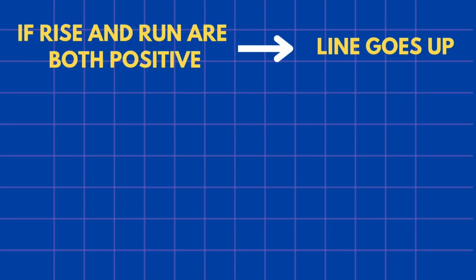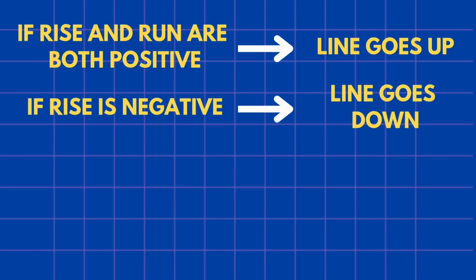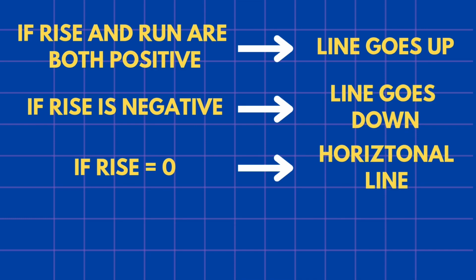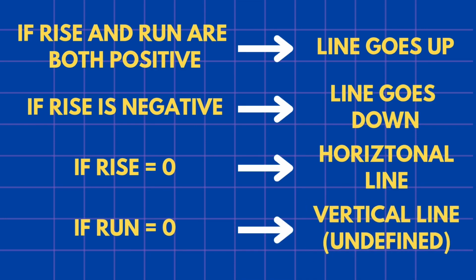It's important to note the following when graphing linear equations. If rise and run are both positive, then we will have a line that goes up. If rise is negative, then our line goes down. If rise is equal to 0, then we have a horizontal line. If the run is equal to 0, then we have an undefined slope, which is shown by a vertical line.